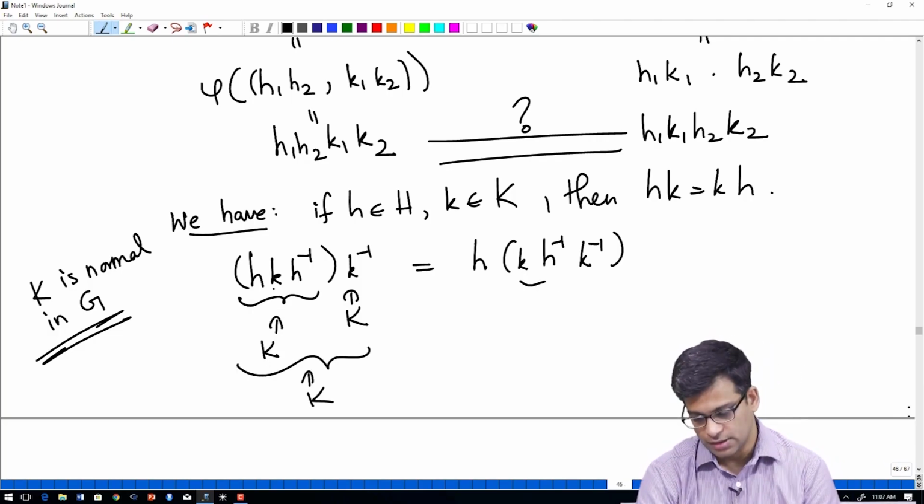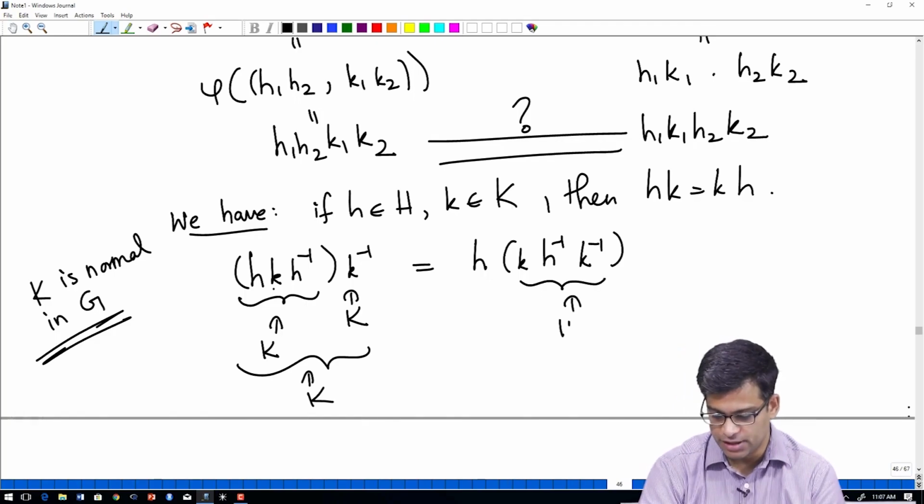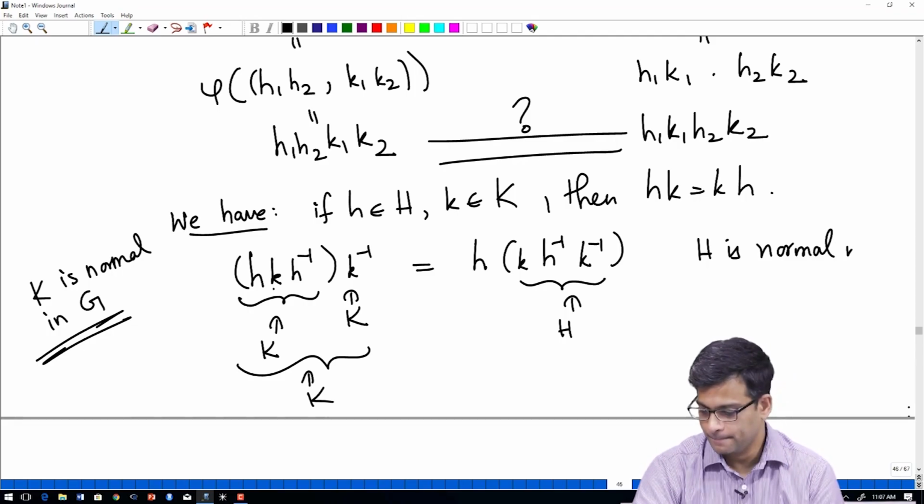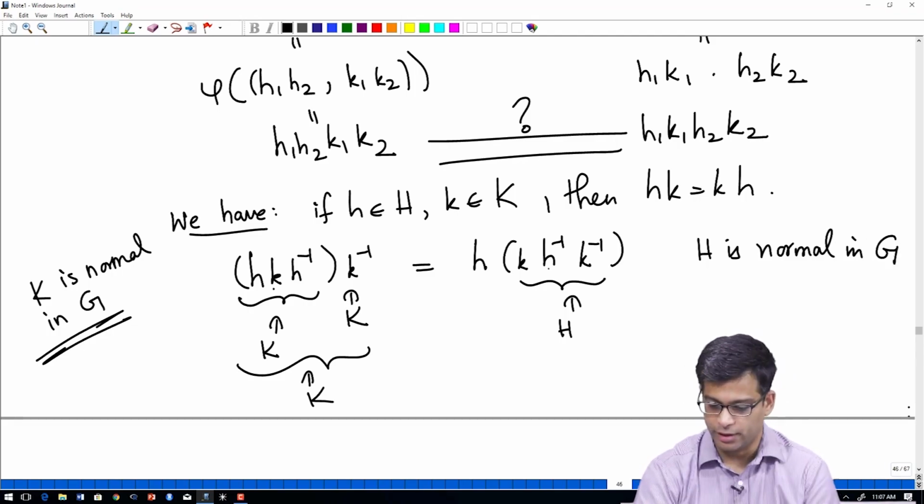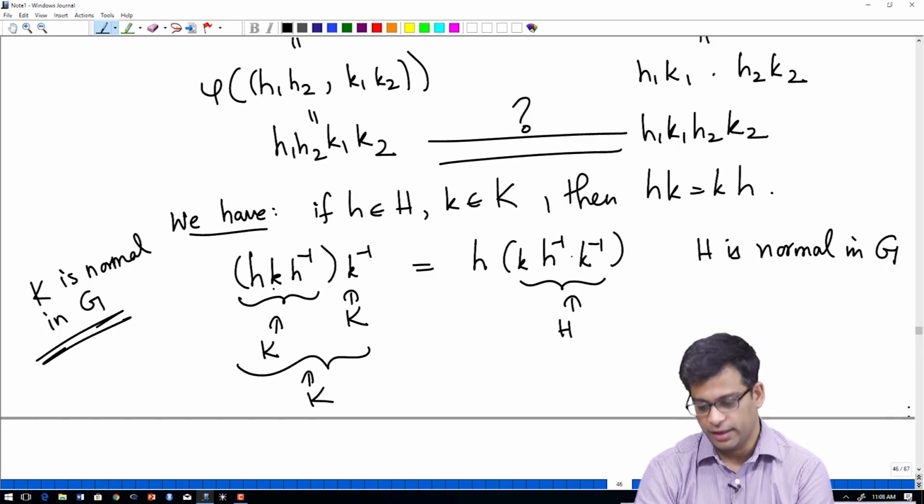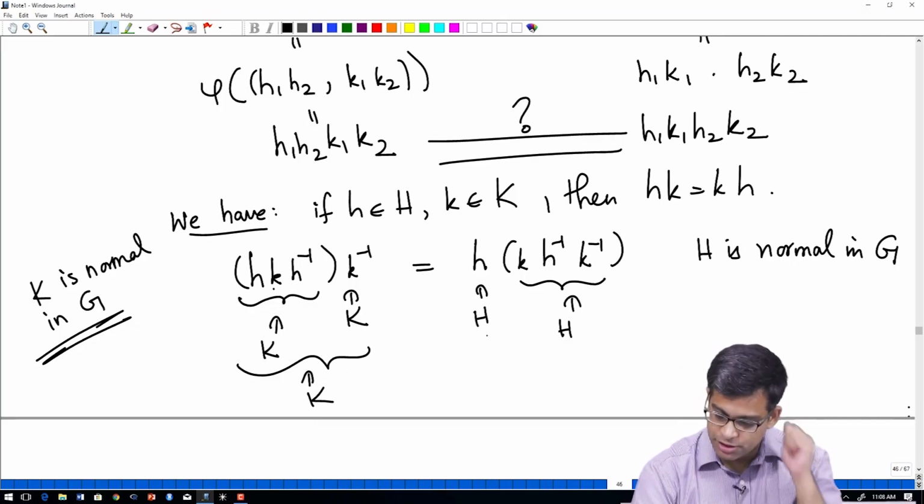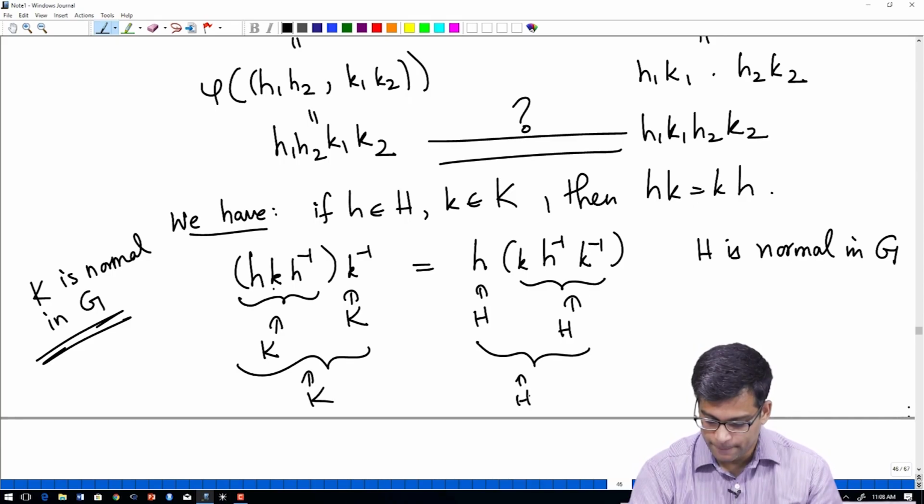But now let us look at this other grouping. Because H is normal, that is in H. Since H is normal, h inverse is in H, k is in G, so k h inverse k inverse is in H, and the product is in H.